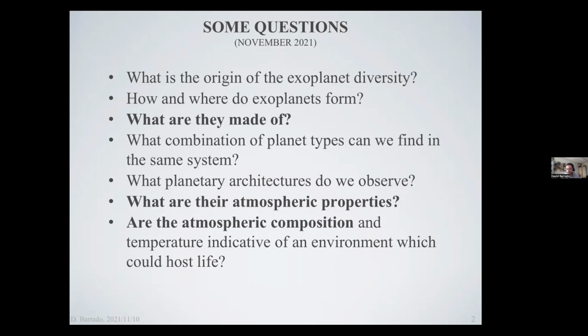And several of them, in fact, the James Webb is going to be very helpful to answer them, or at least to provide significant hints to try to understand what is going on. And specifically because the James Webb, due to its characteristics and properties and instrumentation, is a perfect tool to get the atmospheric properties of exoplanets.